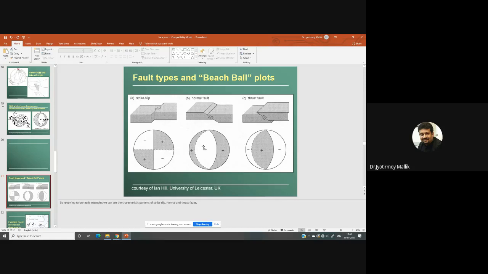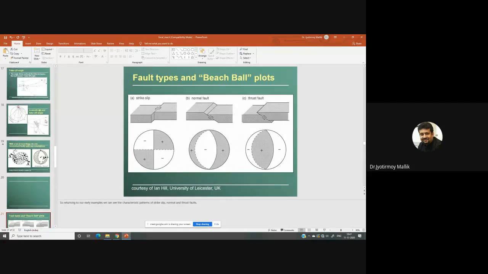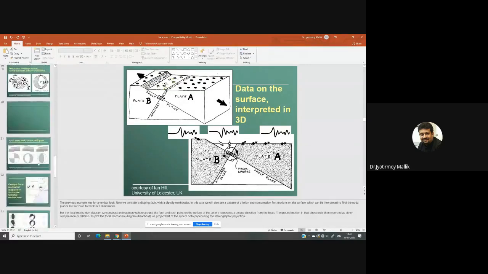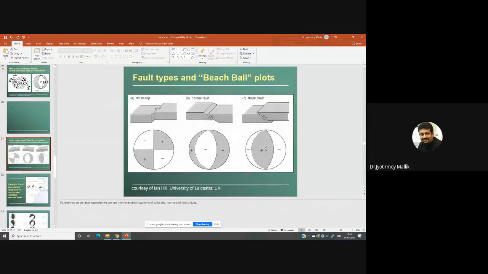Okay, so if you have understood the normal fault, what I want you to do is draw a 3D diagram, like the one drawn here, for a thrust, and see if you can reproduce a beach ball diagram resembling this. In between I have compression, and on either side we have dilation.